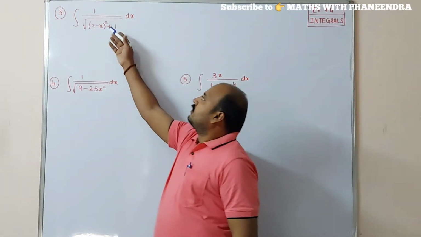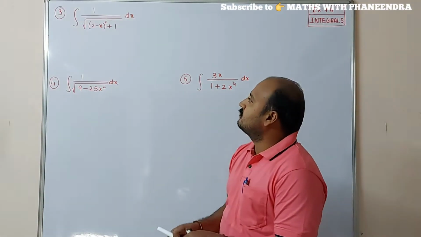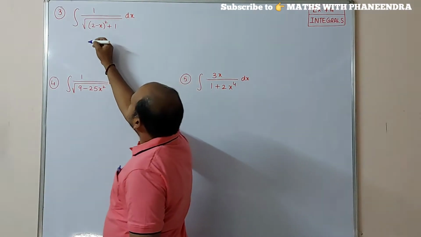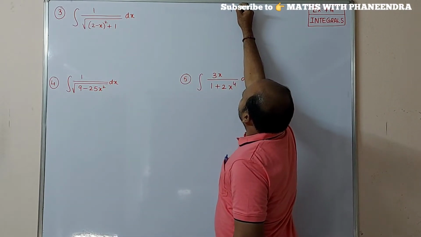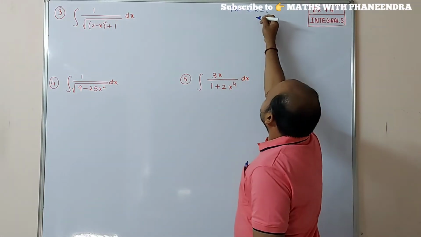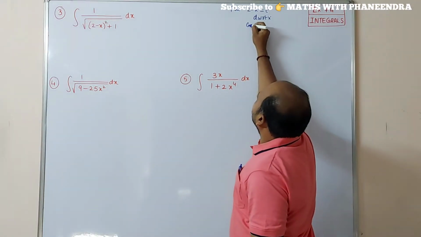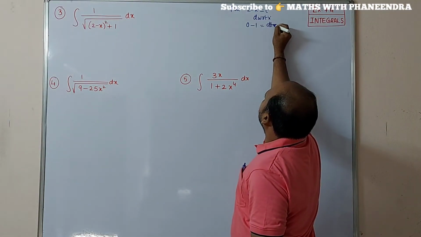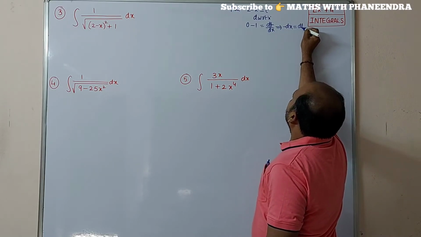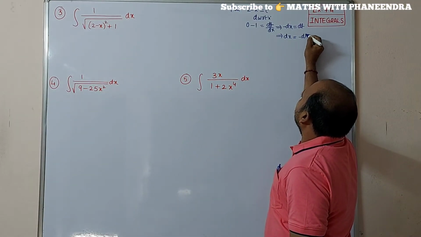Integral 1 by square root of (2 minus x) whole square plus 1 into dx. Clearly here we are observing that 2 minus x is equal to some t. So put 2 minus x is equal to t. Differentiate with respect to x. So 2 is constant, derivative 0. Minus x, derivative is 1, dt by dx. So cross multiply, minus dx is equal to dt. But I want only dx. So dx is equal to minus dt, multiplying on both sides by minus.